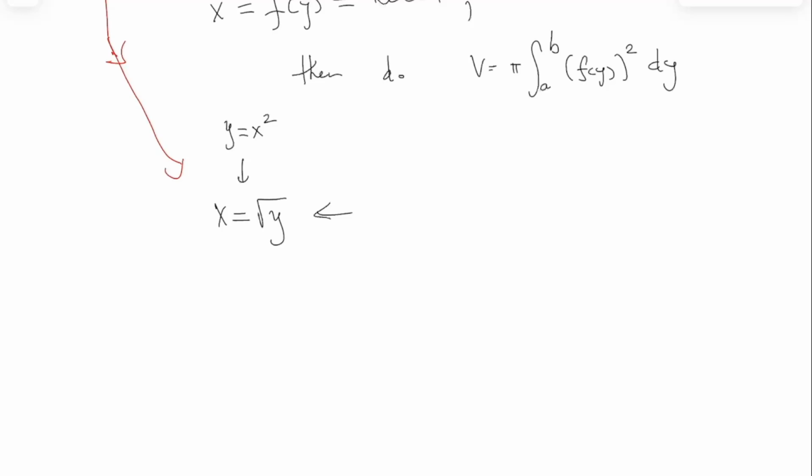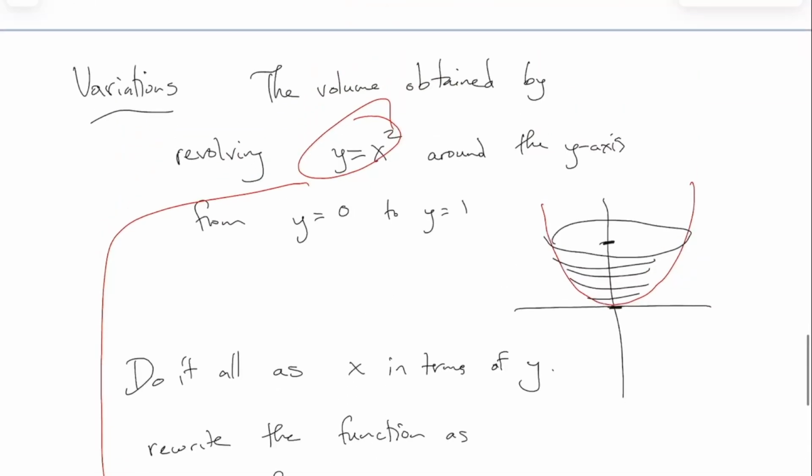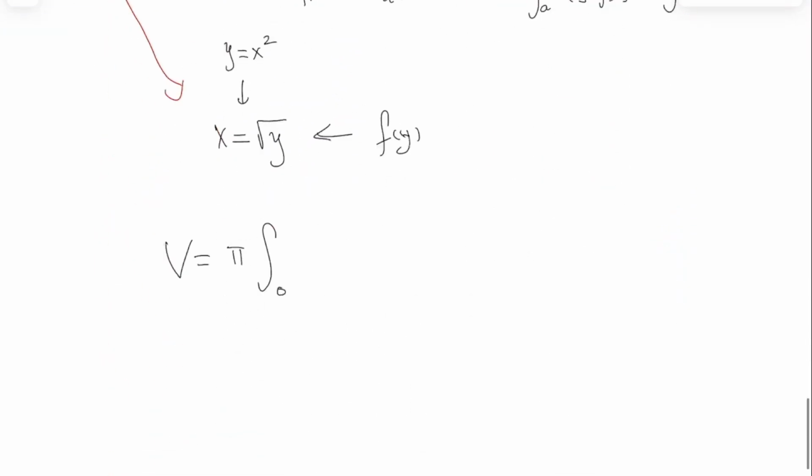So this is the function f of y, and we do all the same stuff. I think we can just plug in directly here. The volume is pi times the integral. What are the a and the b in this case? 0 and 1. You just have to look at the original setup. I told you from y equals 0 to y equals 1. So the integration boundaries are 0 and 1, and inside goes root y. That's my function, but it has to be squared because the formula for this volume is always pi times f squared, and then dy.